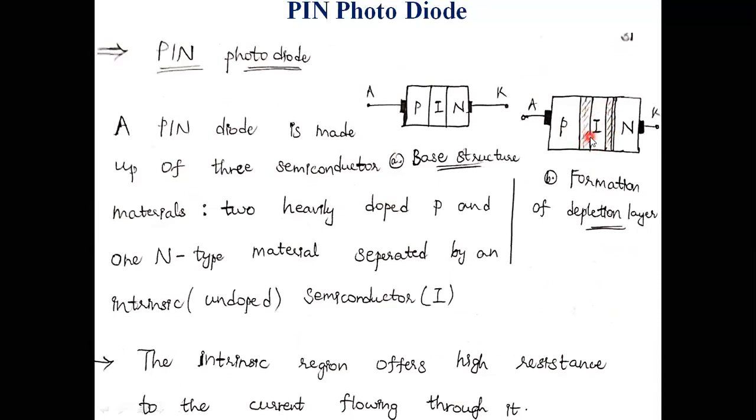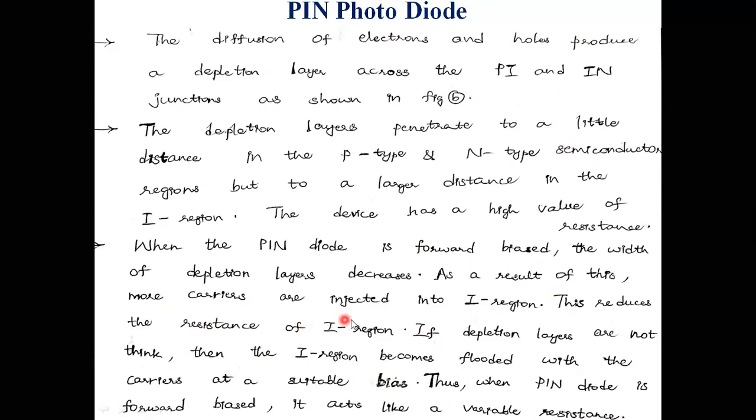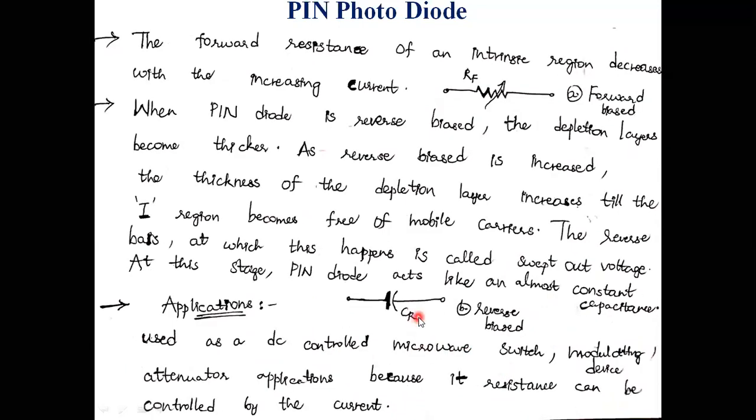In the first case, no voltage is applied. After applying some voltage across the P side and N side semiconductor material, this intrinsic material acts as the conducting medium between the P-type and N-type semiconductor material. Therefore, more carriers are injected into the I region. This reduces the resistance of the I region. If the depletion layers are not thick, then the I region becomes flooded with carriers at a suitable bias. Thus, when the PIN photodiode is forward biased, it acts like a variable resistance. In reverse bias condition, it acts as a capacitor here.